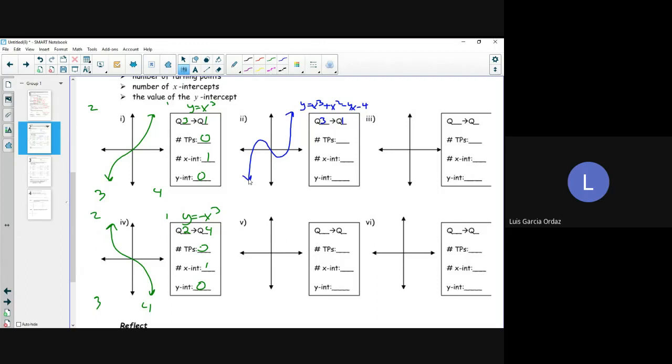2. How many x-intercepts do we have? 3. And what is our y-intercept? Remember, when we're looking at the equation, it's the last number in the equation. Nope. The last one, -4. Oh, yeah, -4. Because x has to equal 0 on each.